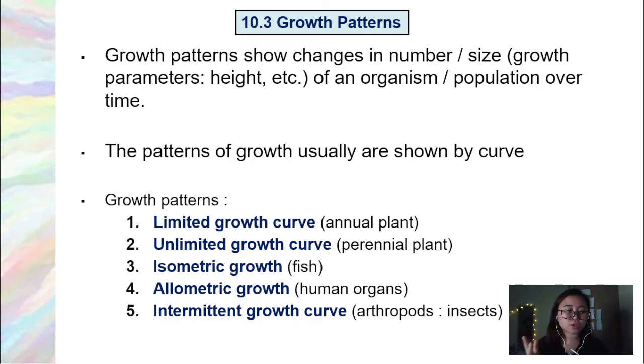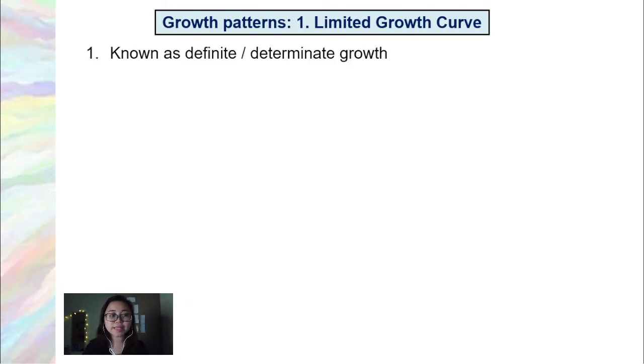Number 5 is just on its own. Okay? Alright, so let us continue with the lesson itself. We're going to look at each of these growth patterns, and we're going to start with first growth pattern, the limited growth curve, which is also known as definite or determinate growth. So these are plants that have been decided they'll only live for a certain amount of time and then they will naturally die.